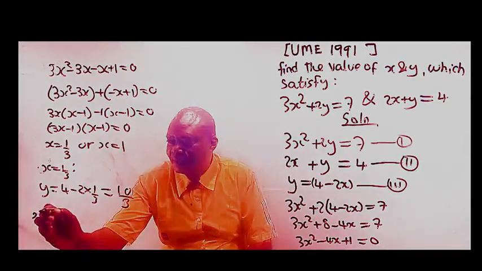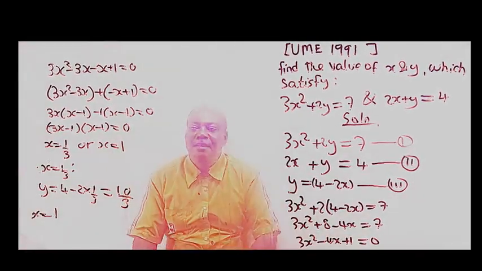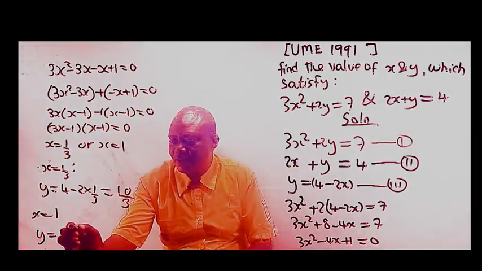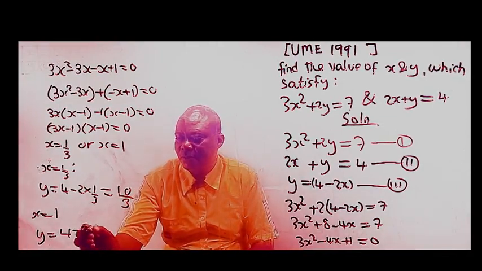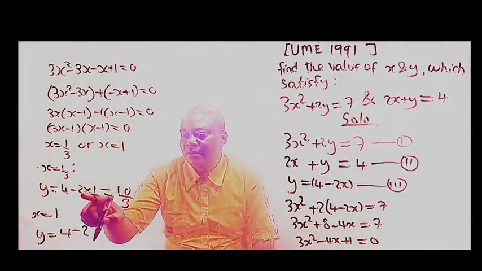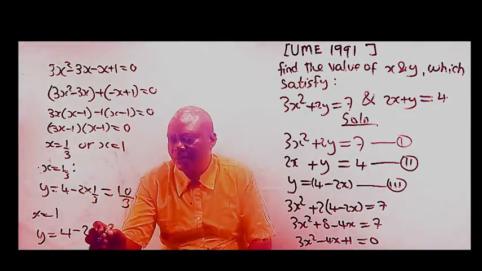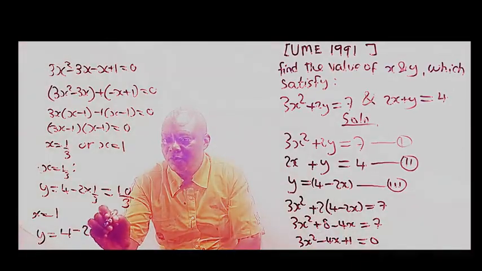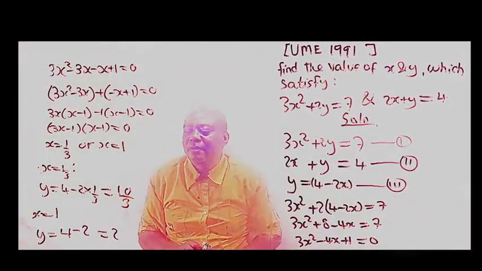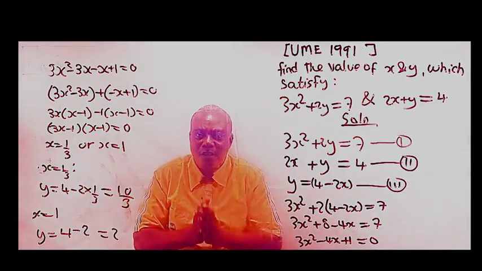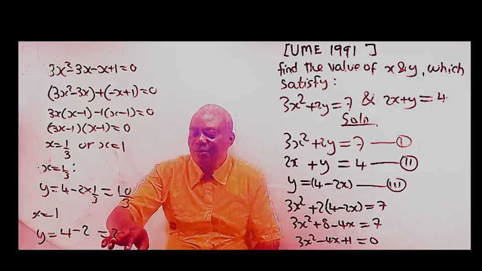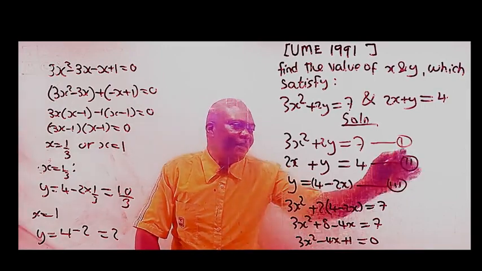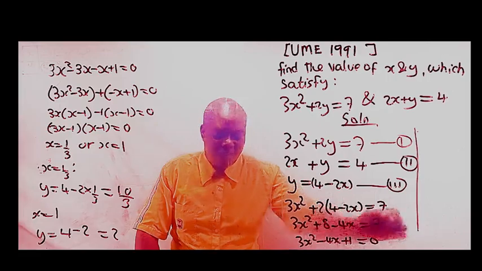And when x equals to 1, so our y will be equals to 4 minus 2 times 1, and it gives us 2. So when x is 1, y is 2. So we are now getting our solutions. Then put the final answer here.